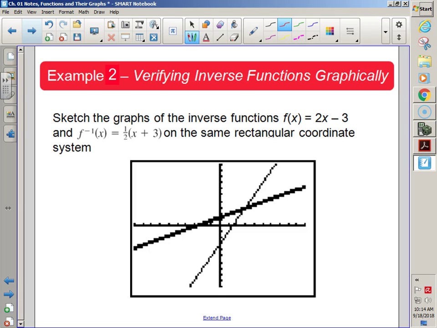If you were supposed to check graphically that these two are inverses, guys, is it enough just to stare at it and be like, nah, I think it looks good? Yeah, it kind of folds. What could you sketch in your graphing calculator to make sure that they actually are reflecting across the y equals x line? Yeah. If you get a question like this and it's asking you to graphically check, why not graph y equals x?